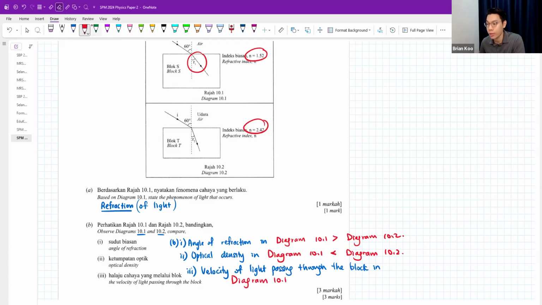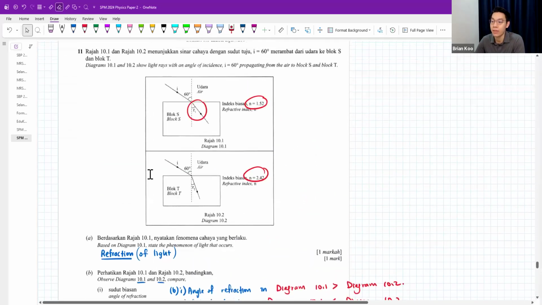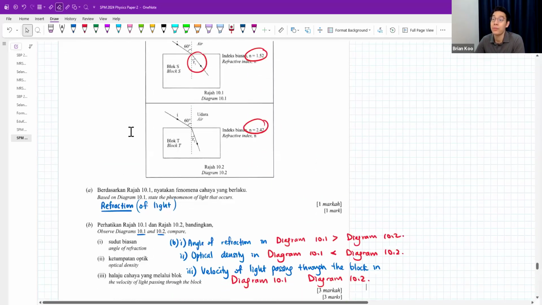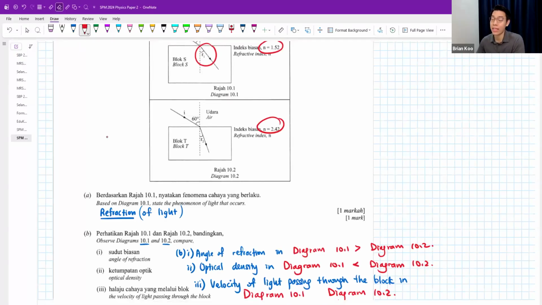Diagram 10.1. Okay, so they didn't tell you about the speed or the velocity, but you have to be able to figure it out yourself. Diagram 10.1 has a lower refractive index. This one is higher. It means that diagram 10.1 has a lower optical density also.